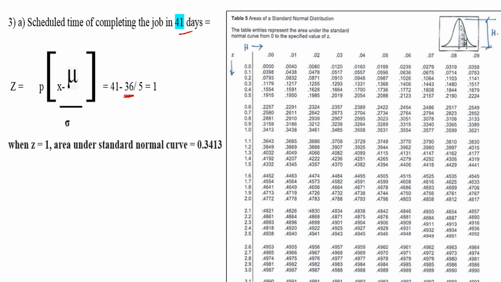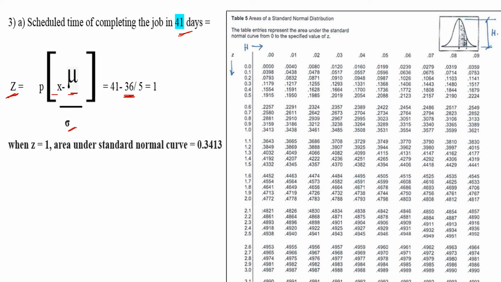See here, scheduled time of completing the job in 41 days, we are finding the z value. Z value is equal to probability of x minus mu divided by sigma. That is the formula, x minus mu divided by sigma. X is in the question, 41. Mu is just we have calculated the optimum length by adding the expected time of the portions of the critical path. Okay, so that is mu, and that is 36.